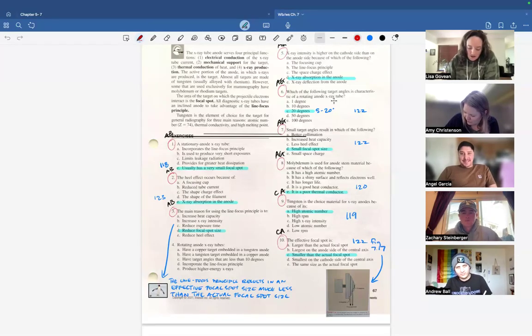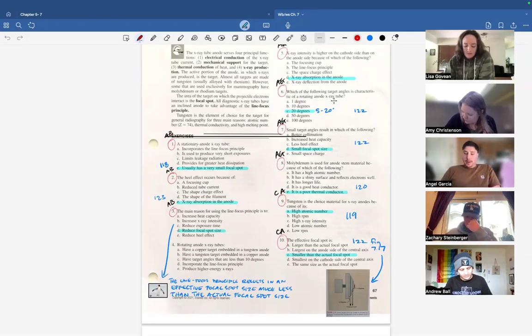For number seven, small target angles result in which of the following? I put D, small focal spot size. Correct. Nice. And then number eight, molybdenum is used for anode stem material because of which of the following? I put E, it is a poor thermal conductor. Perfect. And then you're done. That's it. Good job.